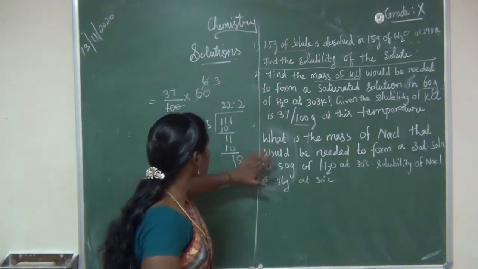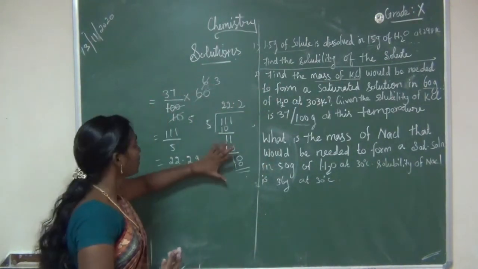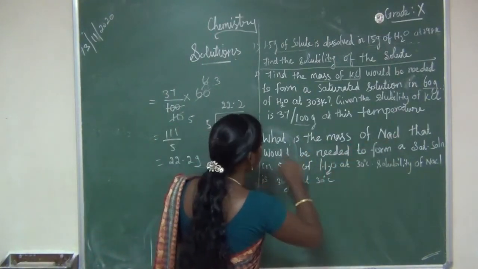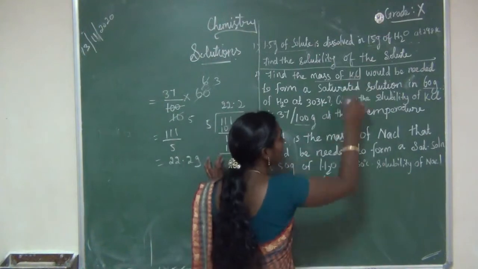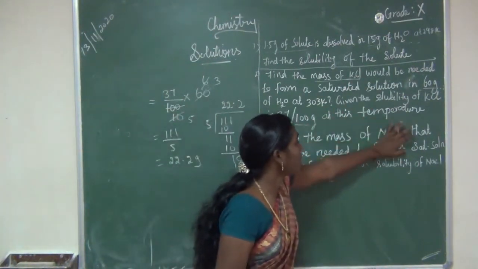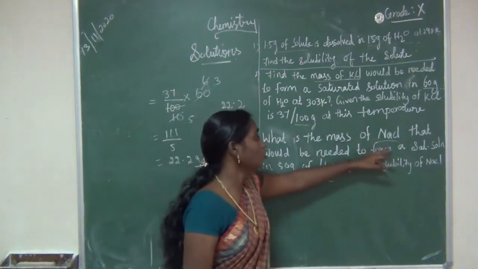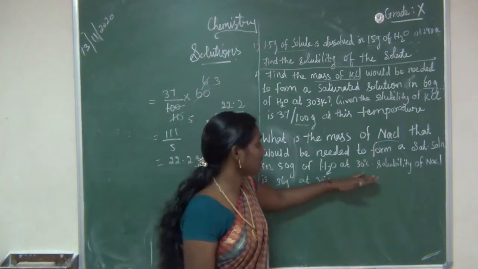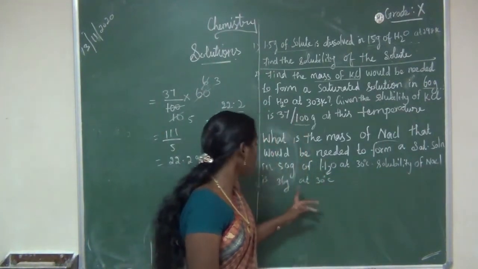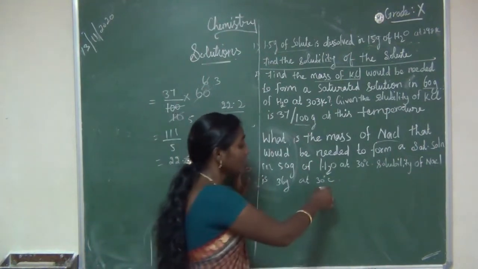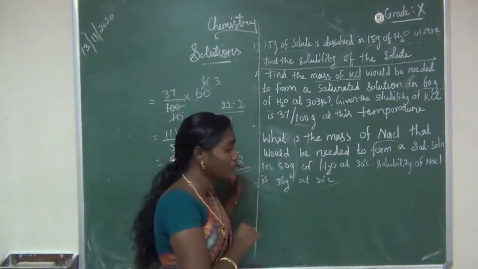Then the third one is also the same as this one. Same as this problem. What is the mass of sodium chloride? Instead of potassium chloride, here we are using sodium chloride. What is the mass of sodium chloride that would be needed to form a saturated solution in 50 gram of water at 30 degrees Celsius? Solubility of NaCl is 36 gram at 30 degrees Celsius. 30 degrees Celsius means room temperature.